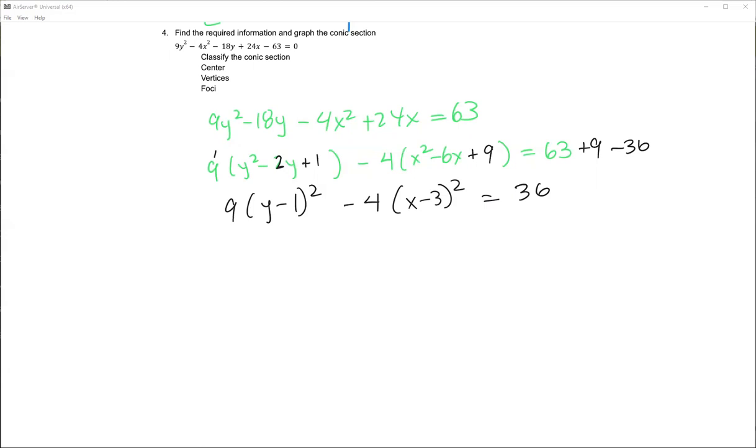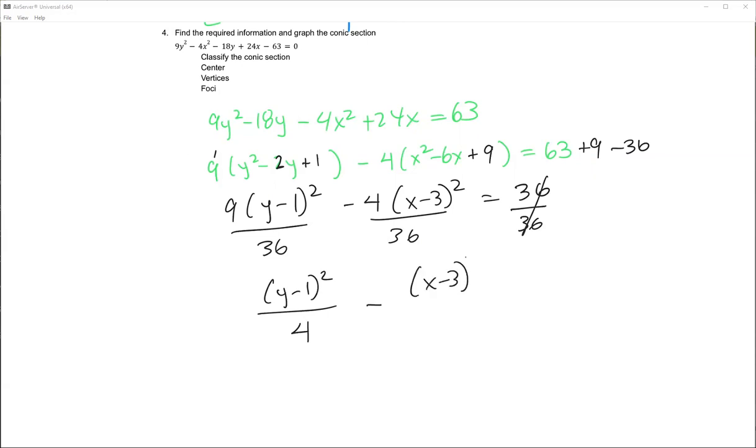What do you do next? Divide by 36. Yep. So divide 36 to both sides. This equals what? Y minus 1 squared over 4 minus x minus 3 squared over 9 is equal to 1. That makes sense? Very good there.